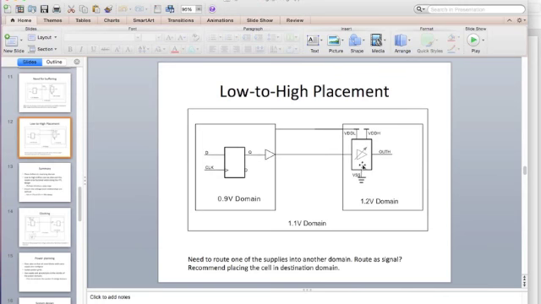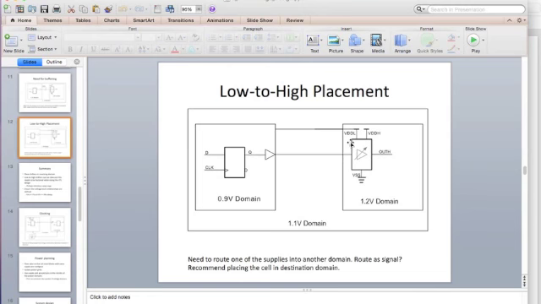So low to high placement, again, in this case, no matter where you place this, whether on the high side or on the low side, you have to route one or the other wires. There is some advantage to putting it on the high side, because the VDDL side of the circuitry will not consume too much power, because it is very low voltage. It doesn't consume too much current. So the requirements on the power wire design will be much less stringent. So from that perspective, it makes sense.